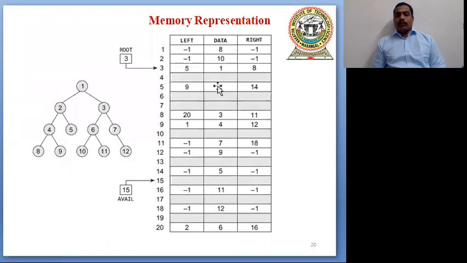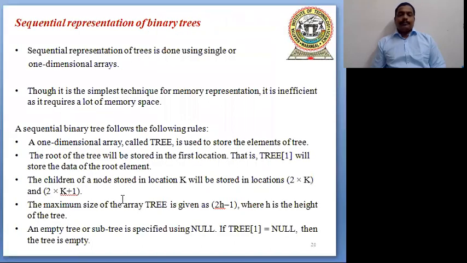In the 5th location 2 is there, and in the 8th location 3 is there. So left side 2, right side 3. As an example, we consider 6. Where is 6? 6 is at address 20. But 6 has a left subtree and a right subtree. Left is in the 2nd position, that is 10, and right is in the 16th position, that is 11. That is stored like this. Okay, clear? Finally, where is the next free space available? That will be pointed to by the next pointer.